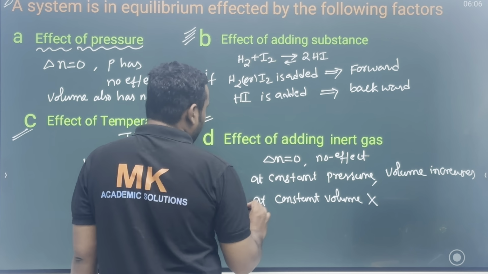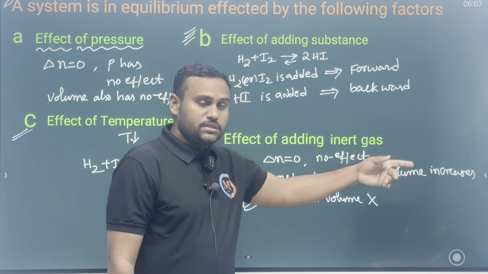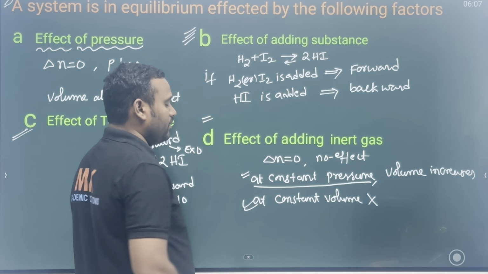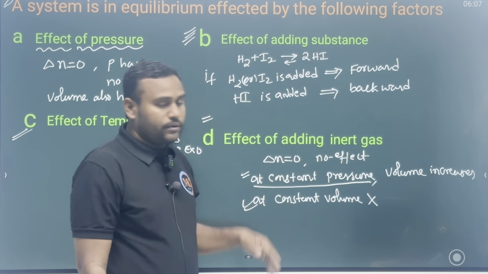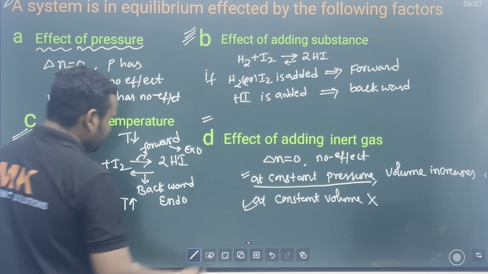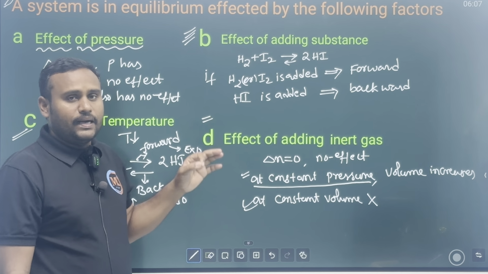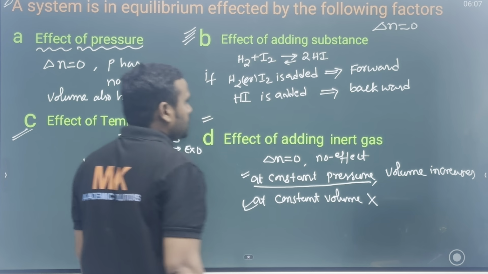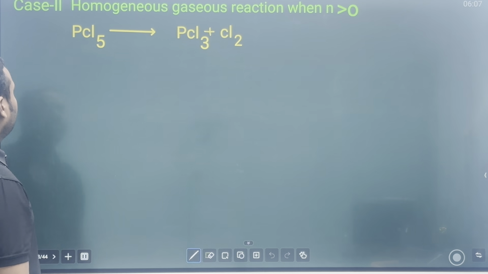Okay, so this is applicable for every reaction, but here we need to observe very carefully whether volume is increased or not. Generally, the effect of addition of inert gas we observe only at constant pressure, but we are not going to observe at constant volume. Okay, so this is about how a system in homogeneous equilibrium is affected by the factors when delta n equal to 0.